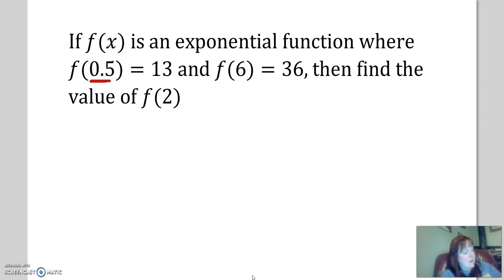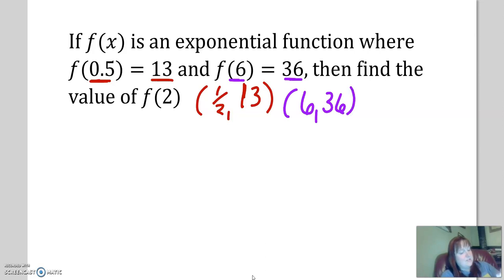Well, that means when x equals 0.5, y equals 13. So I could just write this as a point (1/2, 13). Okay, and this means when x equals 6, y equals 36. So I can write this as (6, 36), right? So it goes through these 2 points. It just means when x equals this, y equals that.